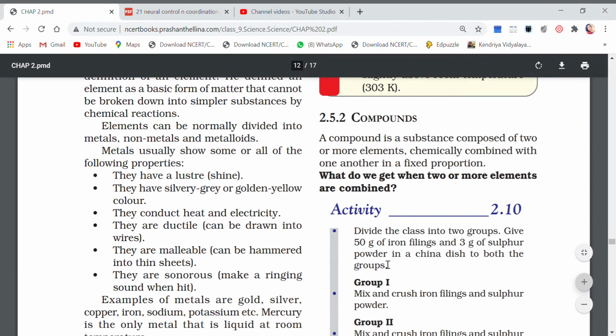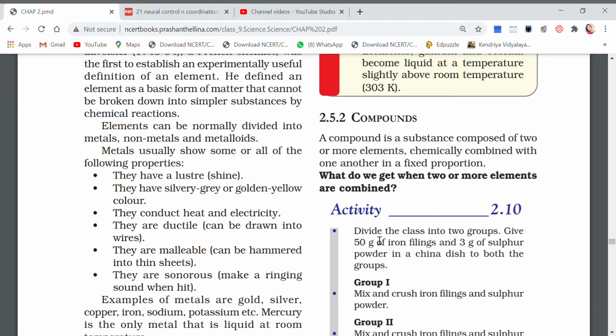Now, the next topic that we are going to do is compounds. Children, in the previous video, I have taught you what elements are. I told you that elements are the simplest form of matter. That is, O, oxygen is an element. H, hydrogen is an element. S, sulfur is an element. N, nitrogen is an element, right?